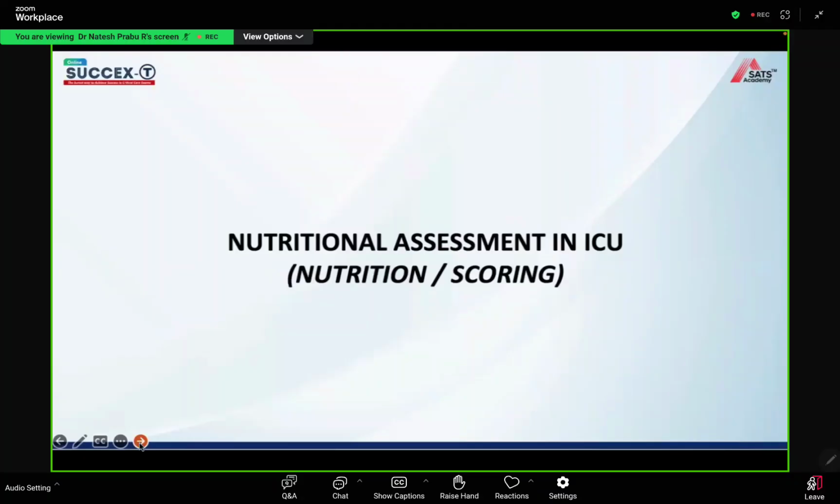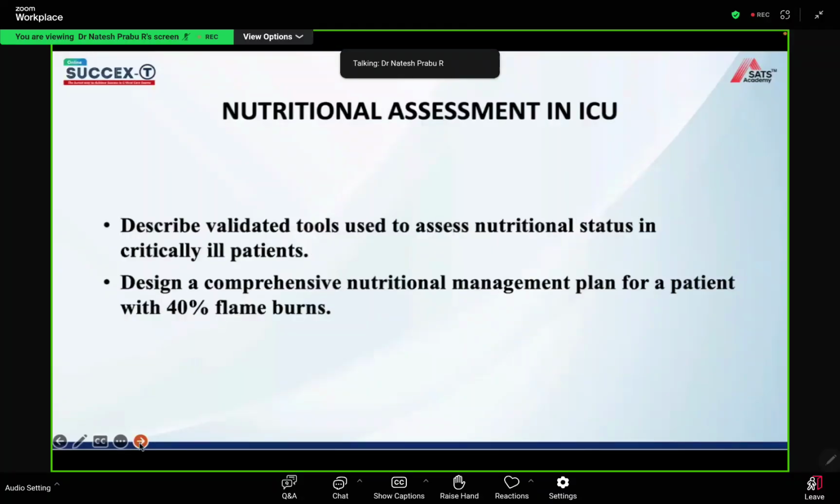Yeah, Varun. So the next topic is nutrition assessment in ICU. The questions are: describe validated tools used to assess nutrition status in critically ill patients, and a comprehensive nutritional management plan for a 40% flame burns patient.